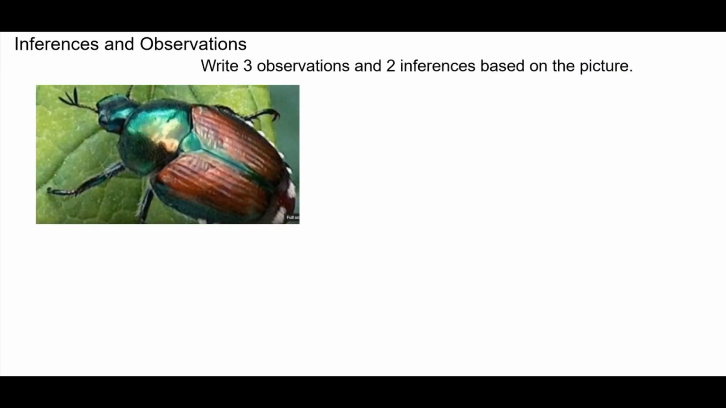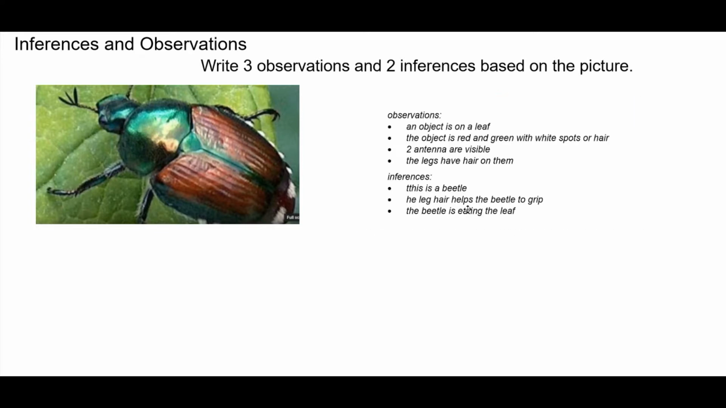So let's look at this picture, and I would like you to pause and write 3 observations and 2 inferences. Some observations that I came up with is this object appears to be on a leaf. It's red and green. It has white spots that look like hair. Looks like it has 2 antennas, and the legs have hair on them.